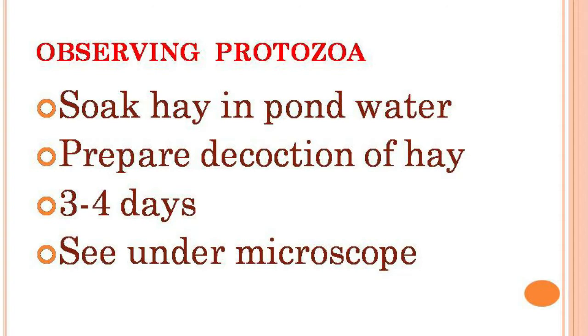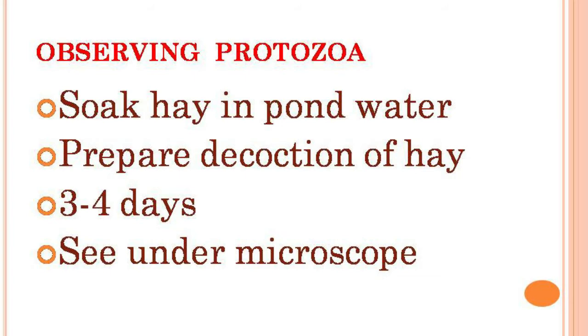To observe the protozoa or protozoans, we have to take some hay and also collect some pond water, and put this hay in the pond water. Maybe you can take a beaker and put the hay in the pond water. Don't go to a pond and put the hay there. Collect some pond water in a beaker and put some hay in that.